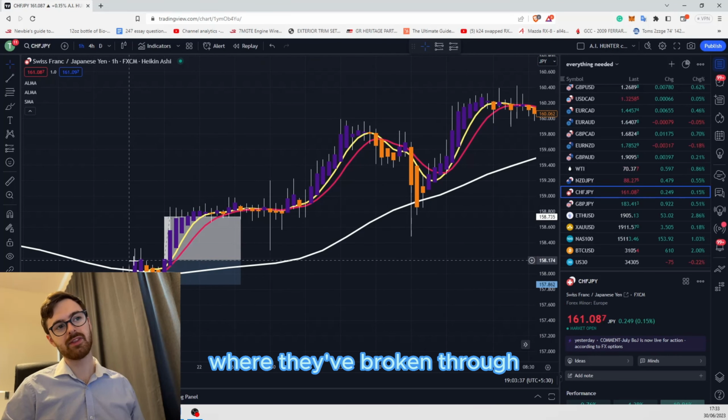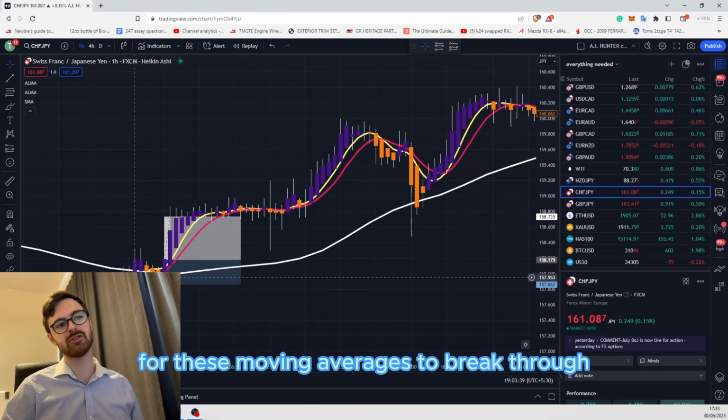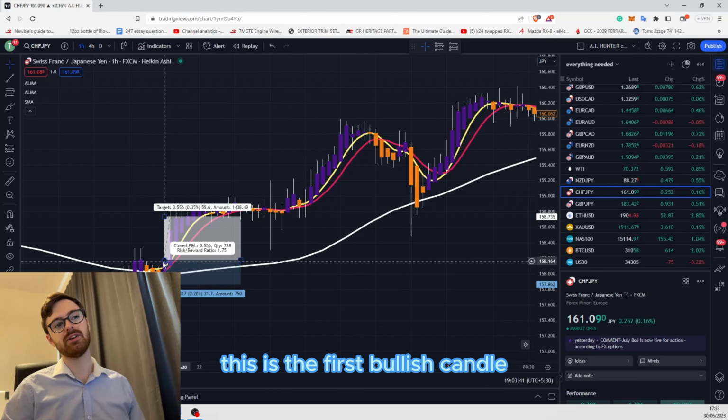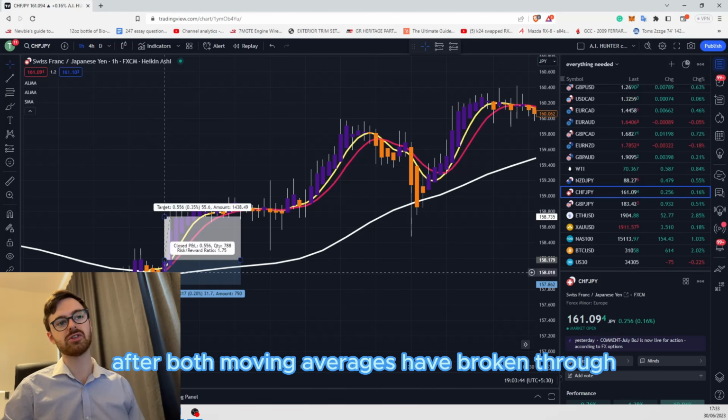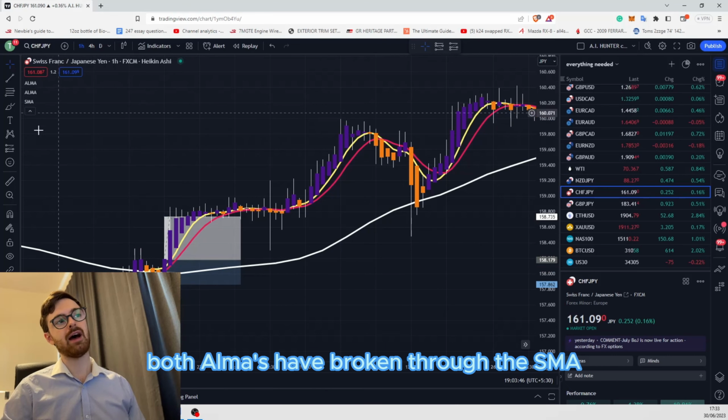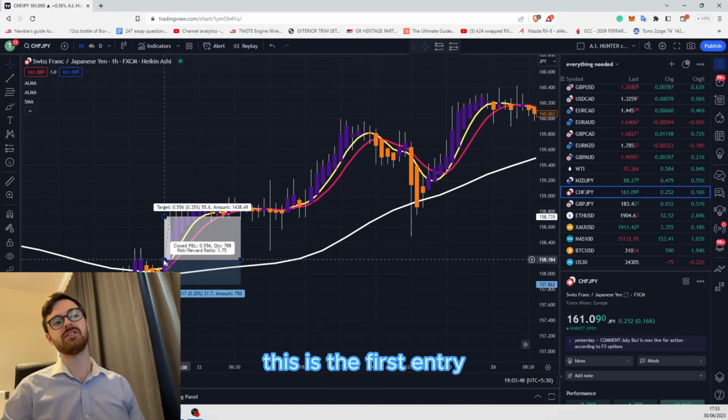So after these, where they've broken through, we're still waiting for these moving averages to break through. This is the first bullish candle after both moving averages have broken through. Both EMAs have broken through the SMA. This is the first entry.